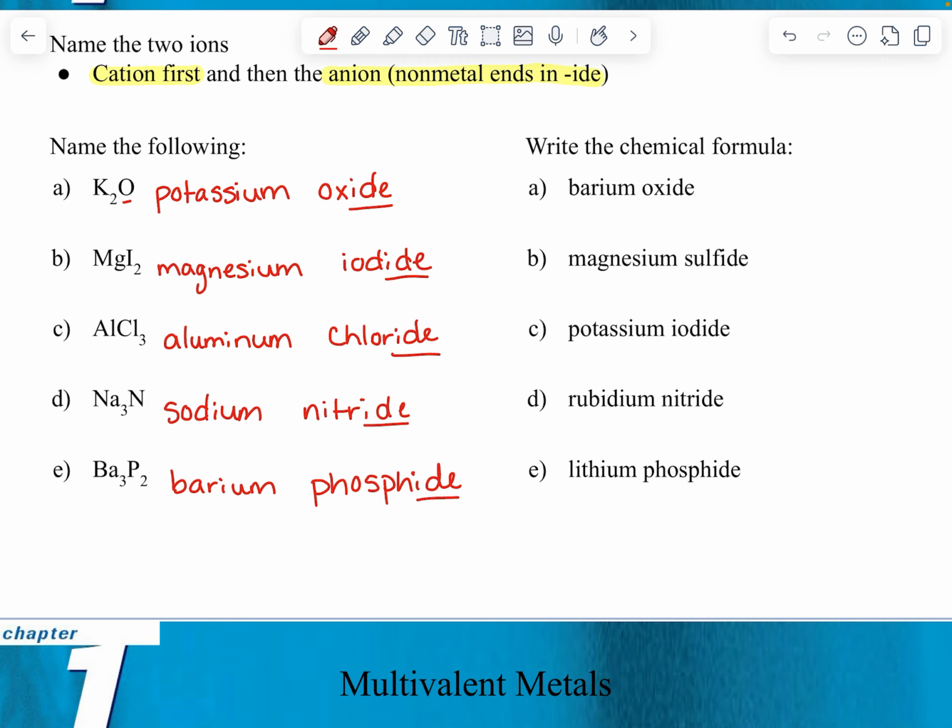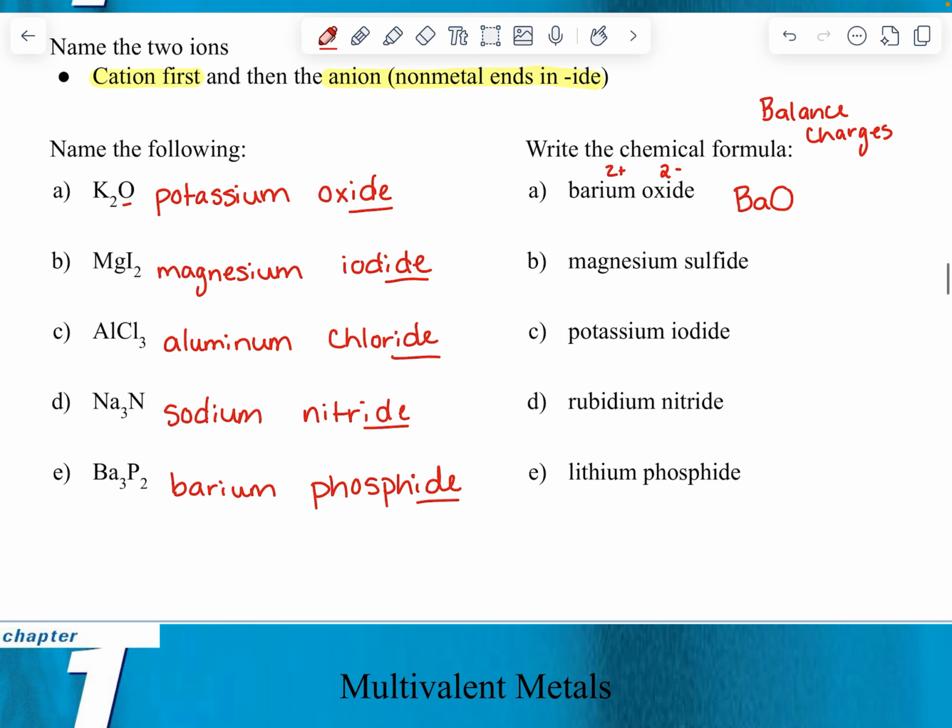Okay, when we go to write the chemical formulas, again, make sure you balance the charges. So I like to write what the charges are. For example, I'm looking at barium, 2+, and oxygen is 2-. So those are already balanced. I can just put one of each. So Ba for barium, O for oxygen. And the states for all of these ionic compounds would be solid at standard conditions, so room temperature, for example.